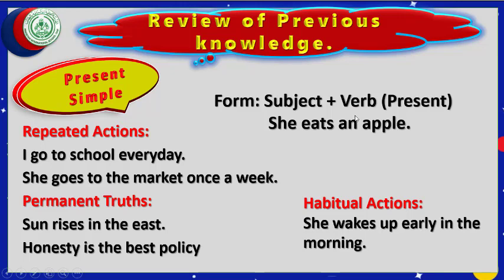Simple present tense is used for repeated actions, as given here: I go to school every day, she goes to the market once a week. Present simple tense is also used for permanent truths, as the sun rises in the east, honesty is the best policy. It is used for habitual actions also, as she wakes up early in the morning. We discussed all these things in our previous lesson.